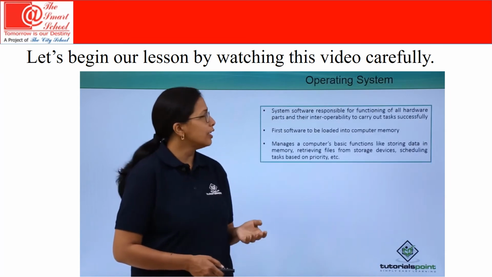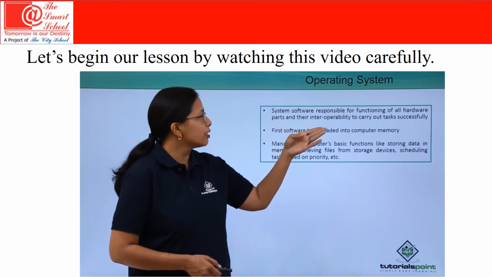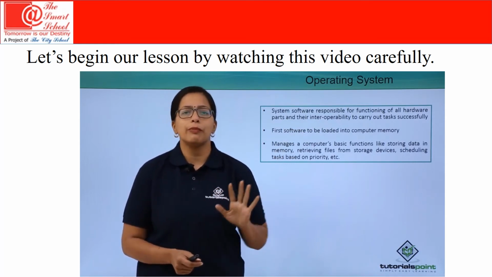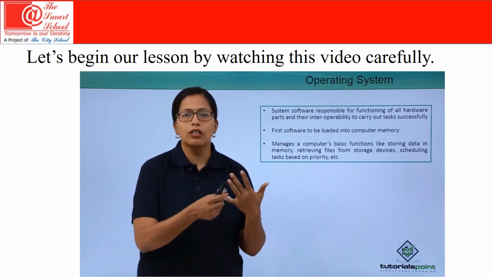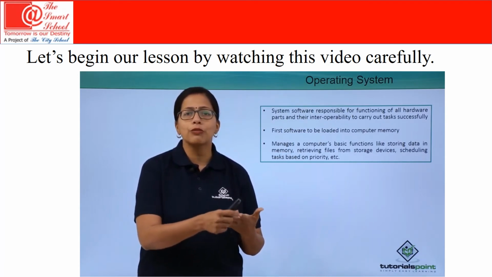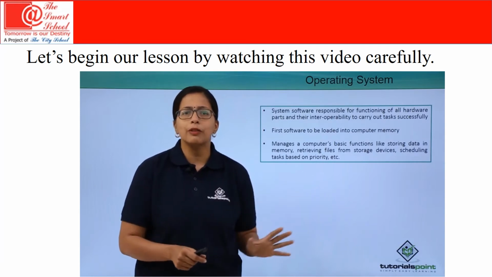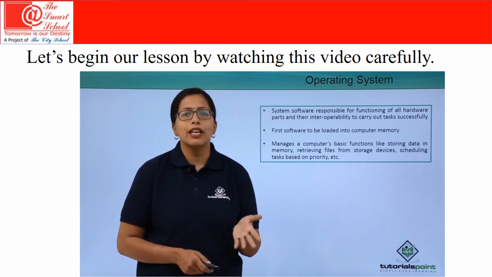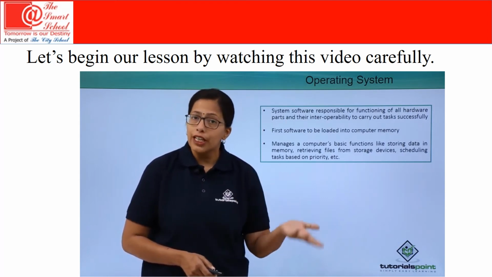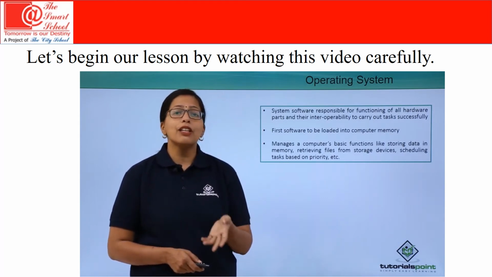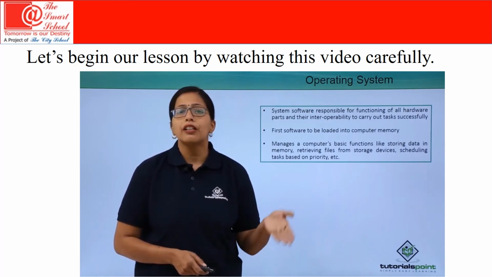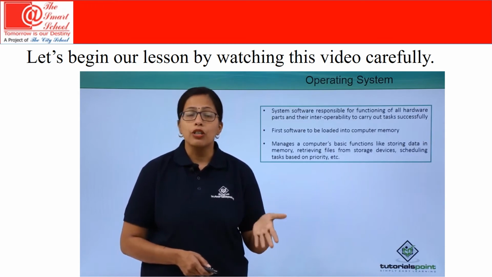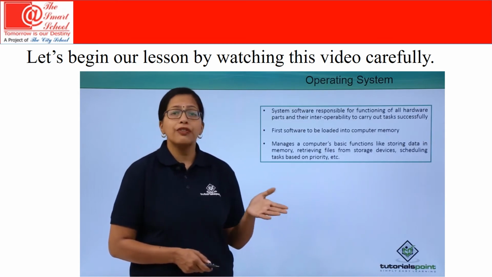Let's see what these softwares do. Operating system is responsible for the functioning of all the different hardware parts. As you know, a computer has a CPU, keyboard, mouse, printer, video, so many hardware parts. Operating system is required so that these hardware parts can function properly and follow our instructions. Operating system is always the first software that is loaded into the system when we switch on our computer. So, operating system is always very important.